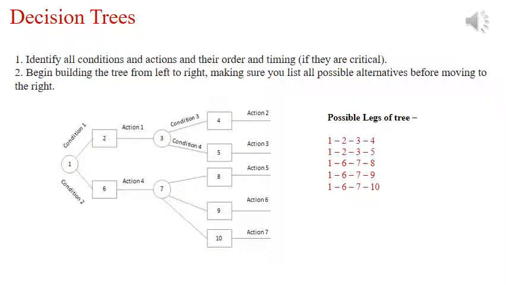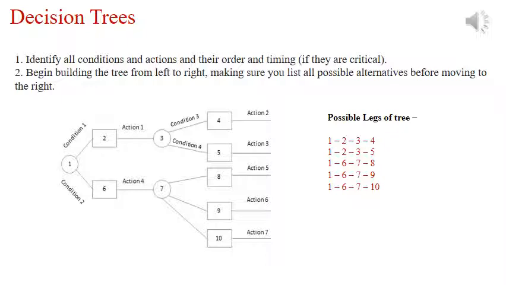While creating a decision tree, we must ensure that we identify all conditions and actions and their order and timing, if they are sensitive or very critical. Begin building the tree from left to right and make sure we list all possible alternatives before moving to the right. It means first we have to take all possible actions and all possible conditions which are to be used in the decision tree.